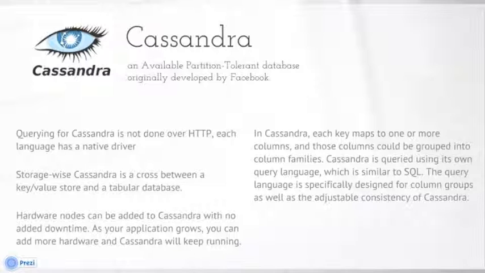In Cassandra, each key maps to one or more columns, and those columns could be grouped into column families. Cassandra is queried using its own query language, which is similar to SQL. The query language is specifically designed for column groups as well as the adjustable consistency of Cassandra.